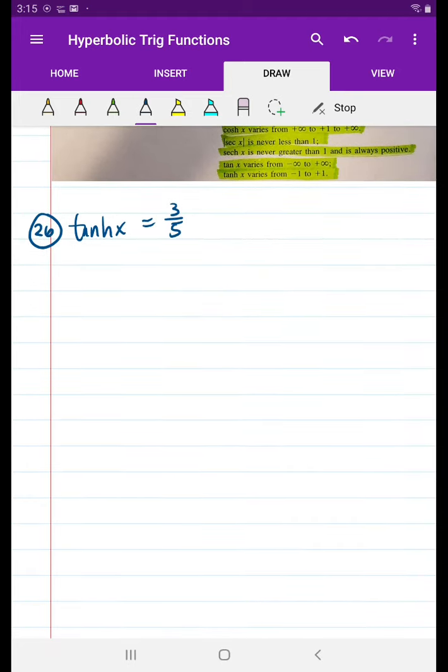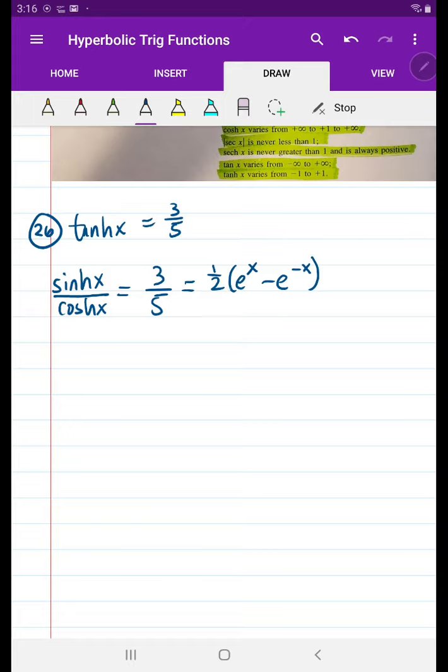How I would do this one is I would rewrite it in terms of sinh and cosh. So I'm going to take tanh and rewrite that in terms of sinh and cosh. And so that's 3/5, and then I can throw my exponential identities in there. Sinh is going to be 1/2 (e to the x minus e to the negative x), and then cosh is going to be 1/2 (e to the x plus e to the negative x). Okay? Then I could cross multiply and distribute those 3's and those 5's.